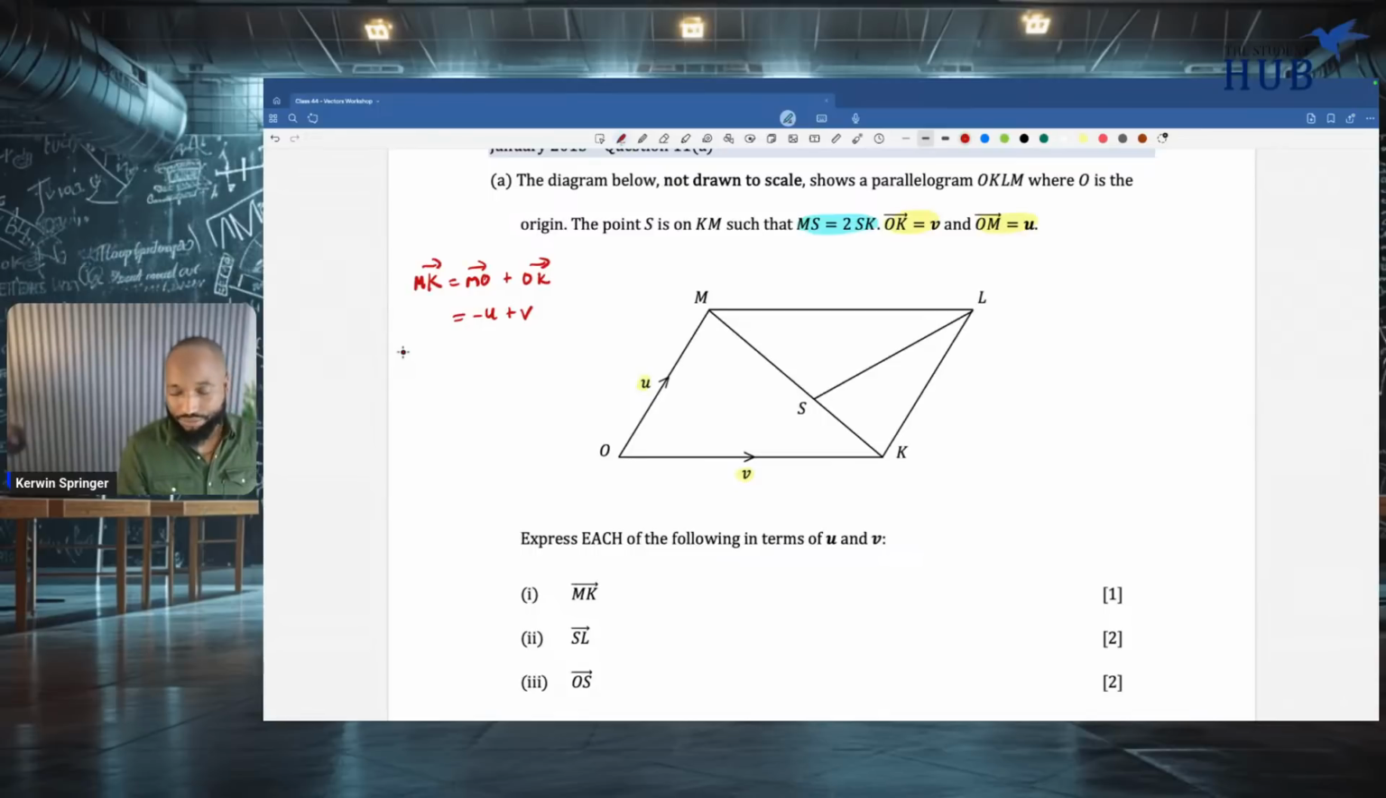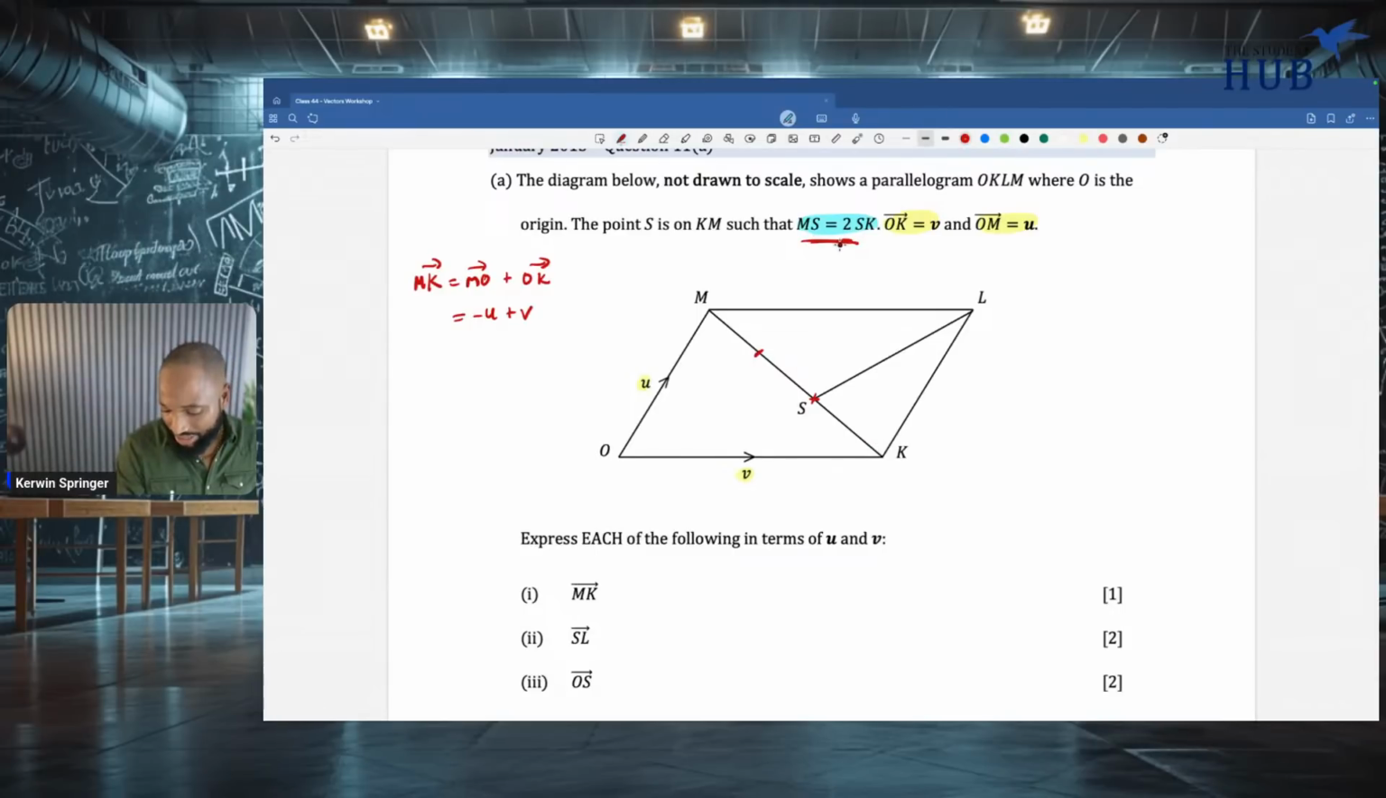Let's stop right there. SL is what? So SL looks a little scary, because to find SL we need to find SK, which means we need to understand what SK is. Well, SK is what we need to multiply by 2 to figure out what MS is. Be careful, that is not half of MK. SK times 2 is MS, so it's almost like you have 3 parts here. MS is twice the length of SK.